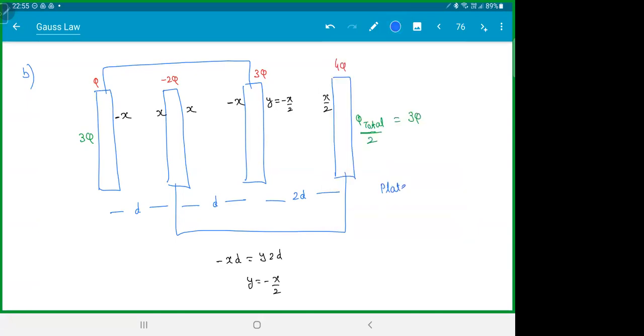Now, if you take plate 1 plus 3, the charge was how much? 4Q. So plate 1 plus 3 में चार्ज क्या था? 3Q minus X minus X minus X by 2. This is the charges, na? That also should be 4Q because 1 and 3 is cancelled. So 3Q minus X minus X minus X by 2 is 4Q. So this is minus 5X by 2 is equal to Q. So X is equal to minus 2Q by 5. Please check.